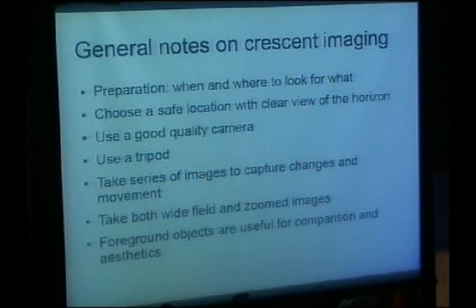Of course, you're going to try to use a good quality camera. You should use a tripod to avoid shaking the camera while taking your images. You should take a whole series of images with different zoom settings so that you capture the whole twilight scene and the crescent itself. And it's also useful to capture foreground objects like a tree, a pole, a mountain or whatever in your images. First, because that makes the image more interesting, it makes it more beautiful, as some of our members regularly demonstrate, and also that's useful for comparison.